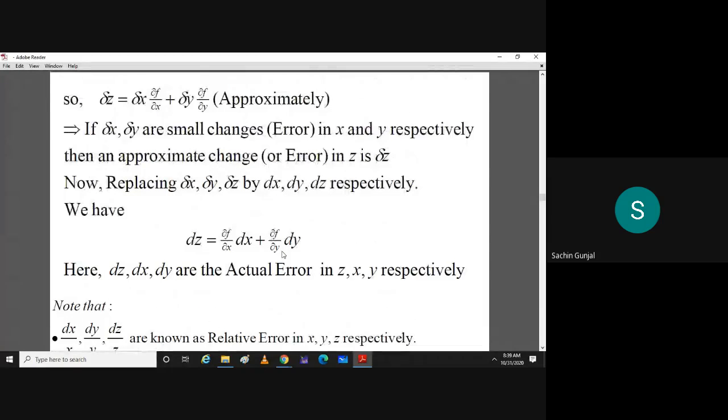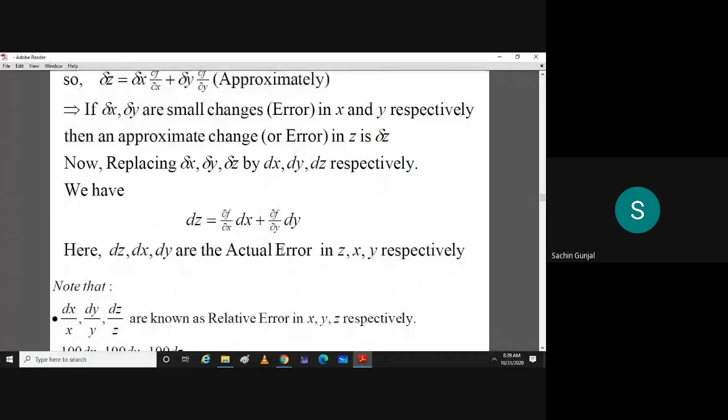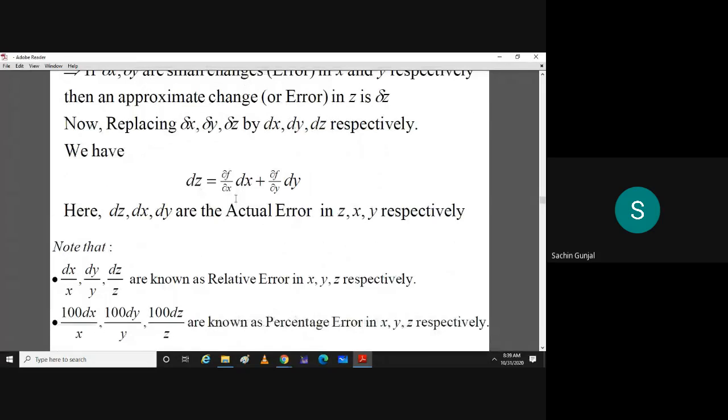Is the concept clear? Given a function z, we will differentiate like this, and then we find the error whichever is asked. Yes? Any doubt in this? No, sir. So just note down these two, three statements.